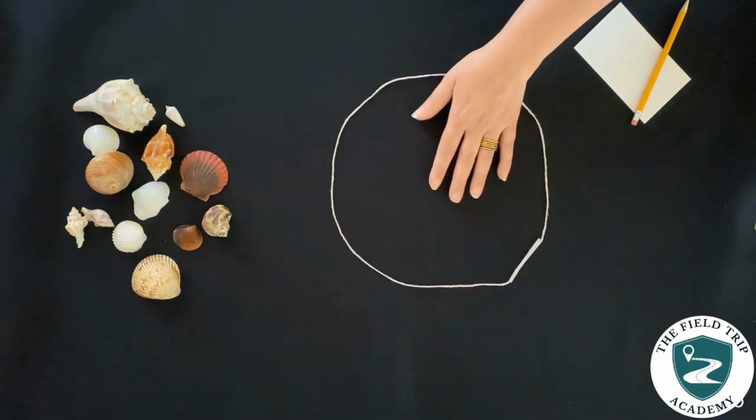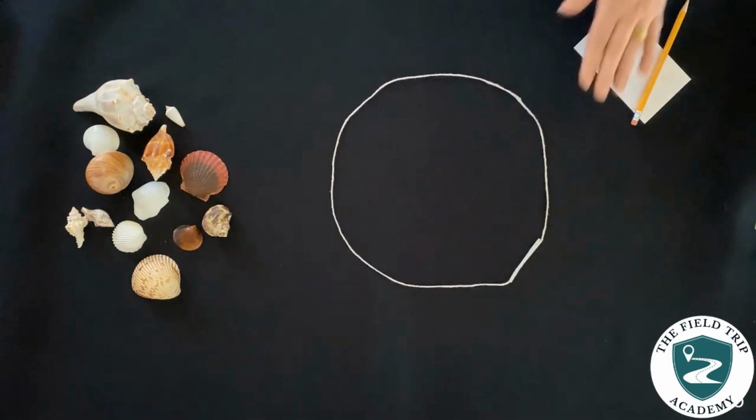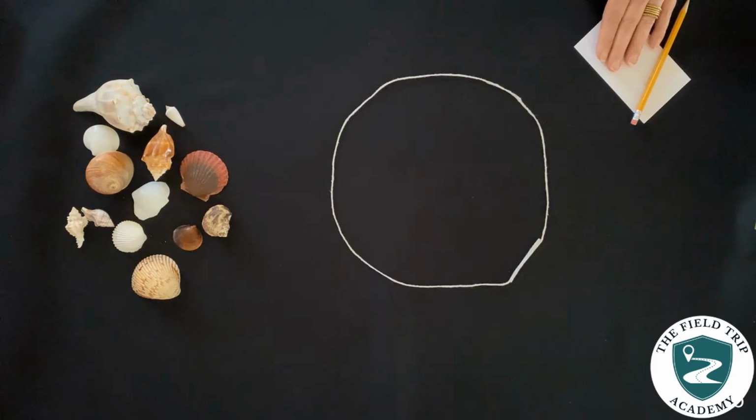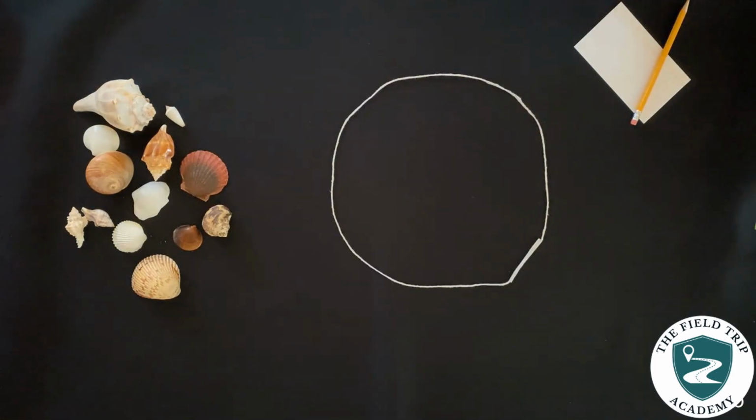This is a circle, and inside the circle, I want you to try to put all the shells that follow my rule. So you'll take one shell at a time, place it in the circle, and I will tell you if it follows my rule or doesn't follow my rule. You can guess what my rule is at any time, and if you get it wrong, you'll just keep guessing. Sound good? Okay. Let's give it a try.